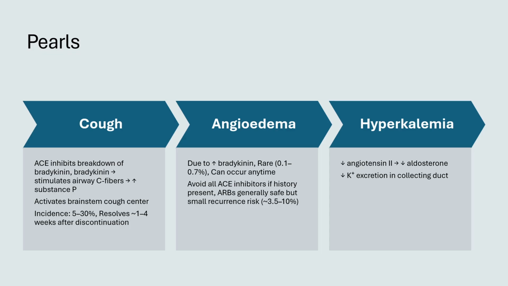Hyperkalemia occurs because of reduced aldosterone secretion due to decreased angiotensin II formation. If you remember from my last video, aldosterone stimulates sodium reabsorption and potassium secretion in the principal cells of the collecting duct.